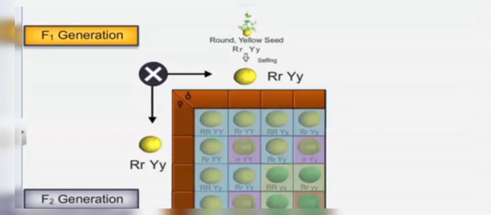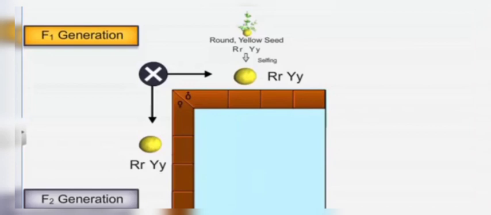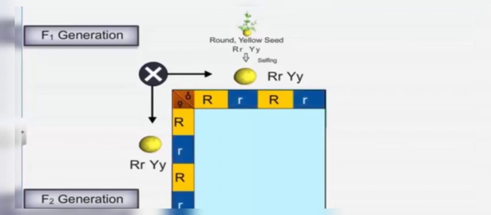For example, in the dihybrid cross experiment conducted by Mendel, the genotype of the seed obtained in the F1 generation was capital R, small r, capital Y, and small y. Now let us consider the segregation of one pair of genes, capital R and small r. Here, 50% of the gametes have the capital R gene and 50% have the small r gene.